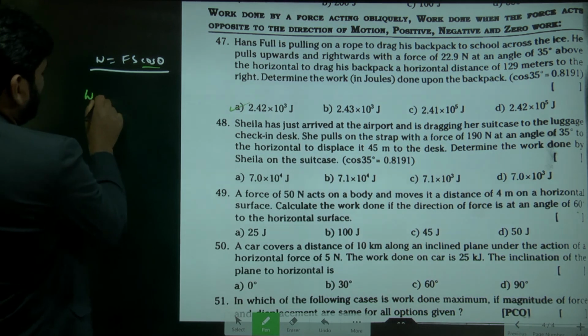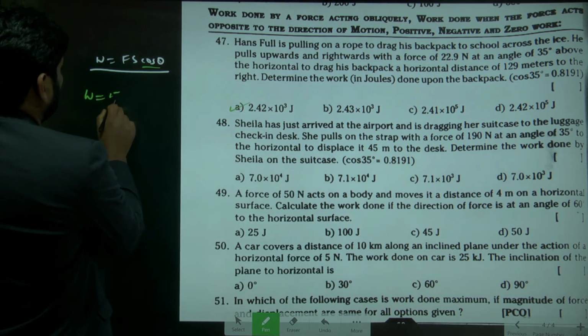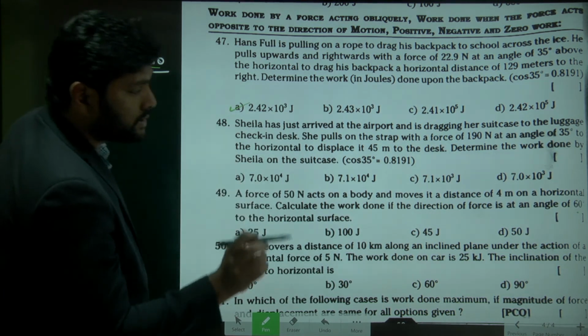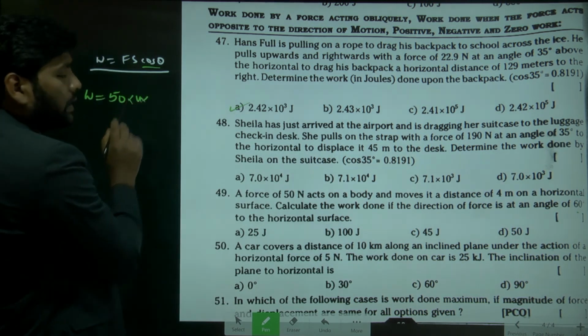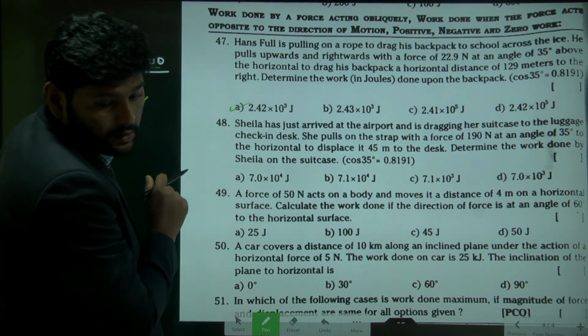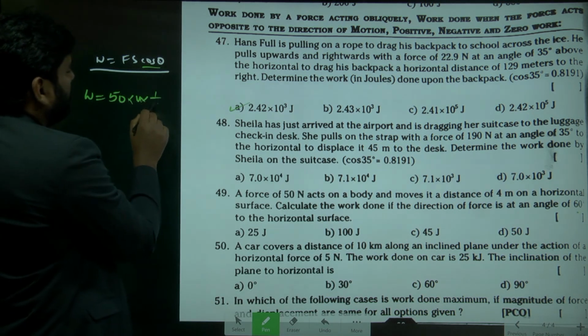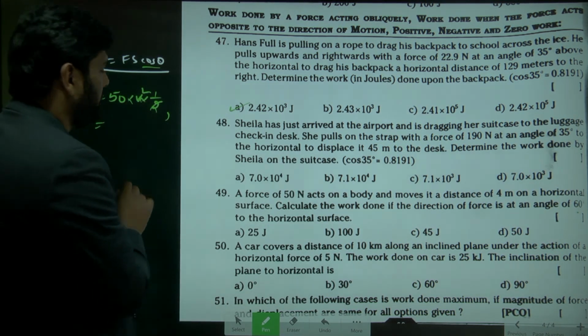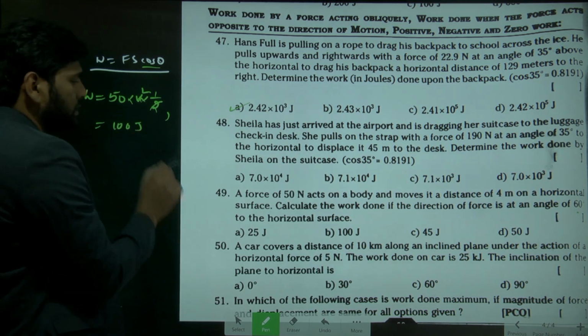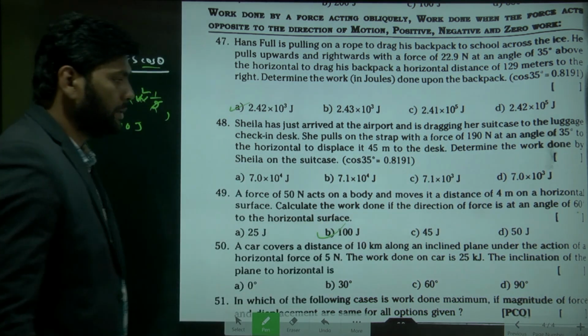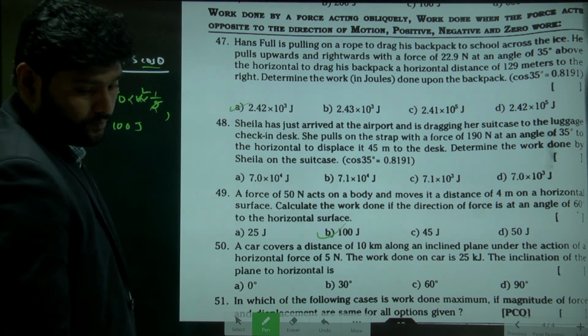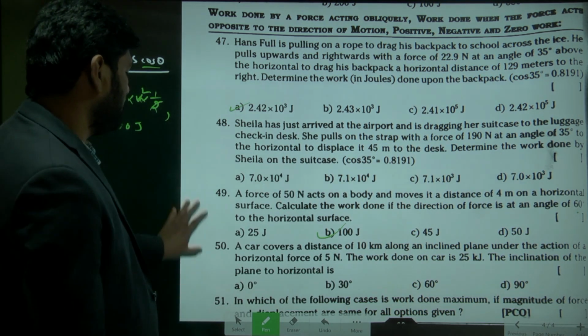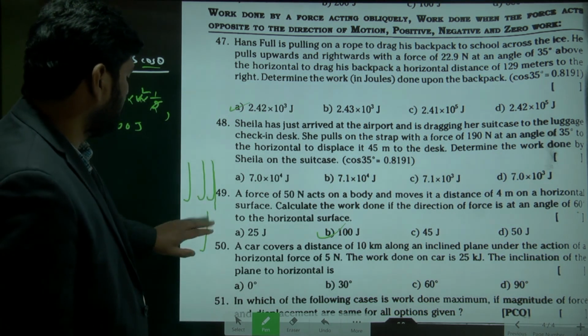Here W is equal to F value 50 and s value 4. Cos 60 value is what? 1 by 2. 50 into 4 is 200, into 1 by 2 is 100. So 100 joules is the answer. That is the second option, option B.